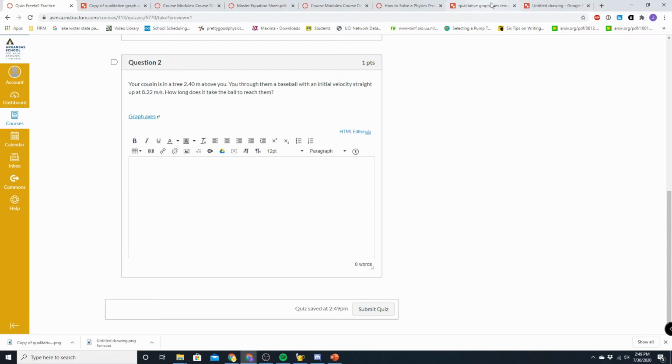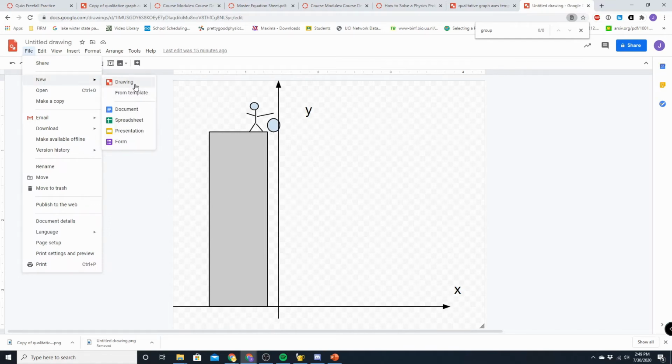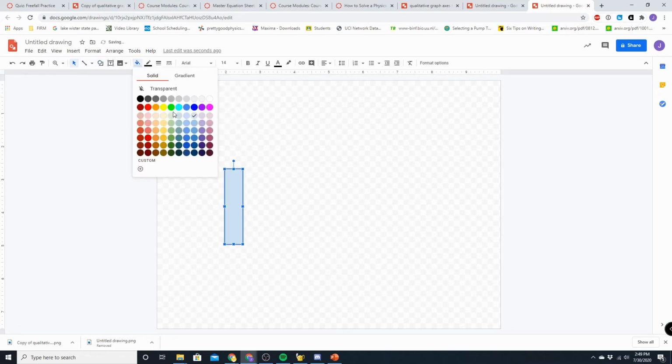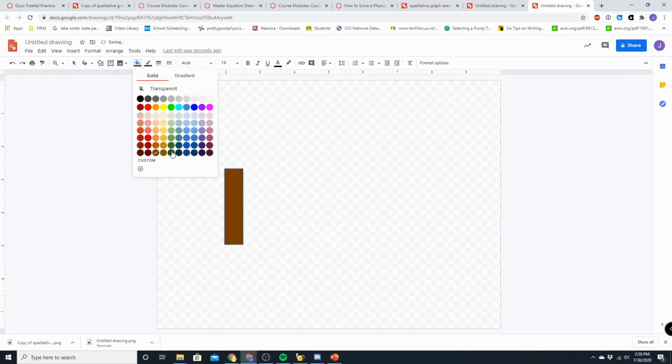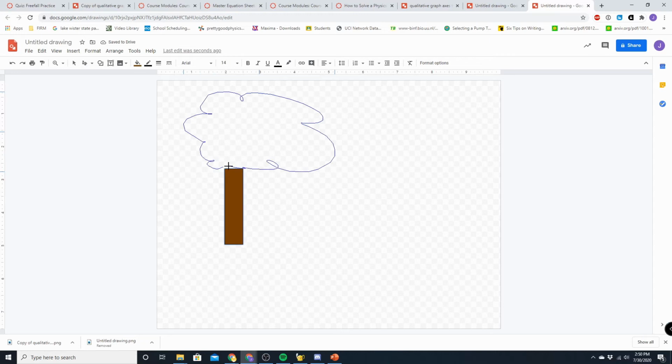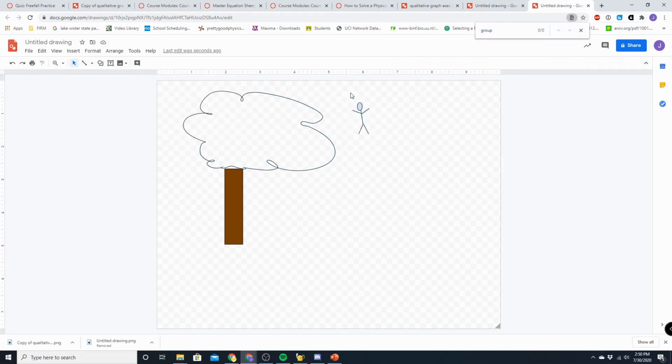So the first thing we're going to do is make a drawing. I'm not going to try very hard to make a tree, so we'll just do a brown box. Okay, there's a tree, let's make a cousin. So here will be a cousin. There they are on the tree, and we are going to copy and paste you, so that you are down here, and we're going to make a coordinate system.